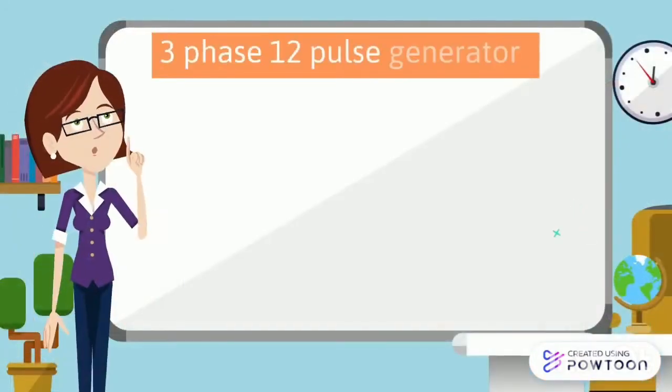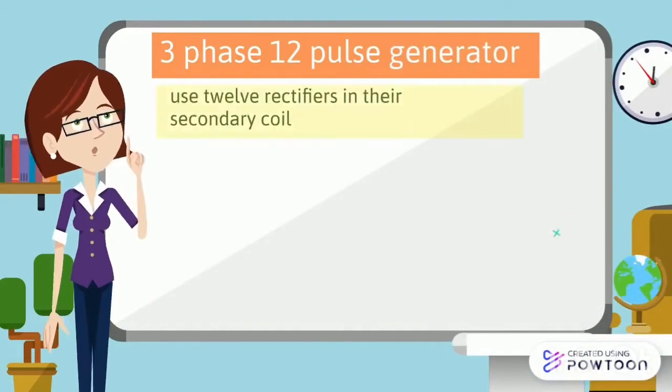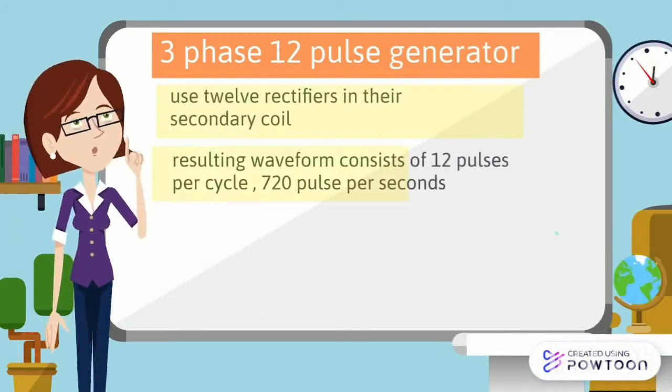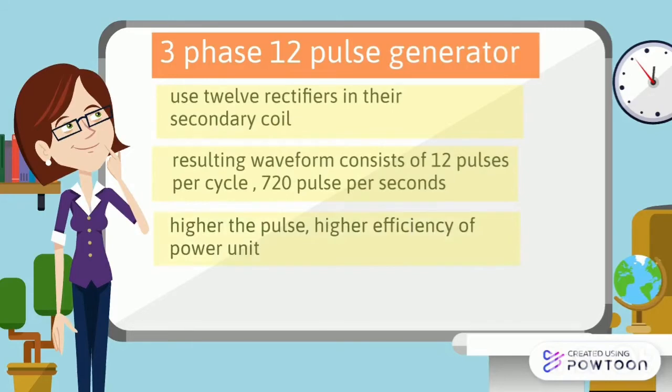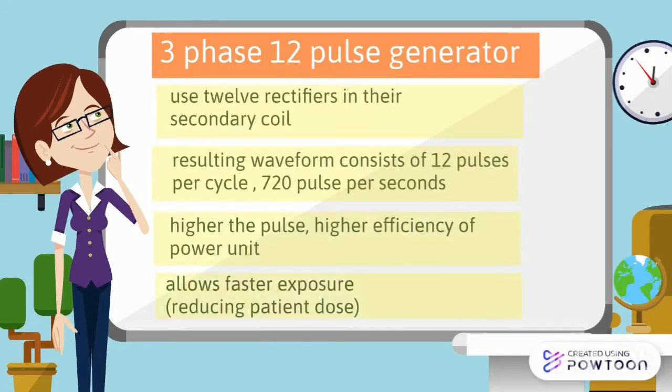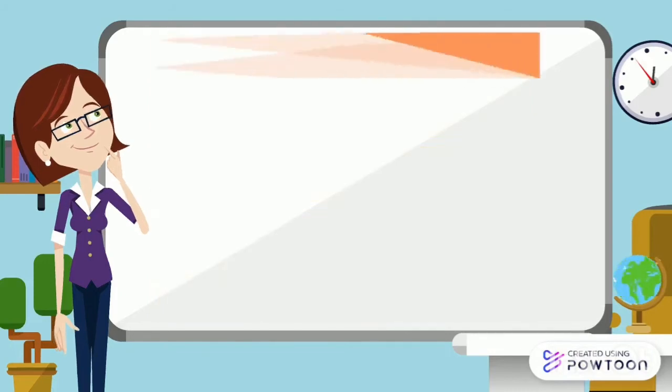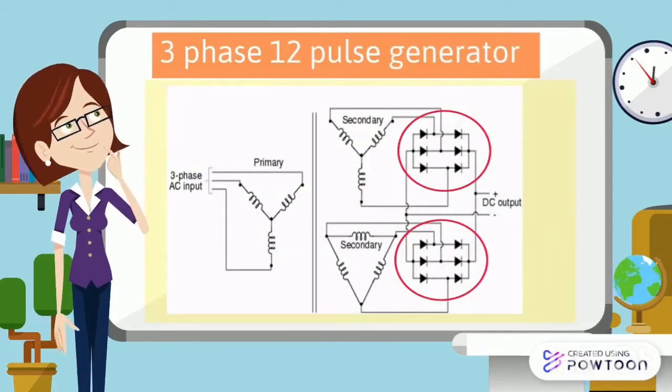A 3-phase 12-pulse generator uses 12 rectifiers in its secondary coil, and the resulting waveform consists of 12 pulses per cycle, 720 pulses per second. The higher the pulse, the higher the efficiency of our unit. This generator allows faster exposure, which reduces patient dose. This figure shows that 12 rectifiers are used in this generator.